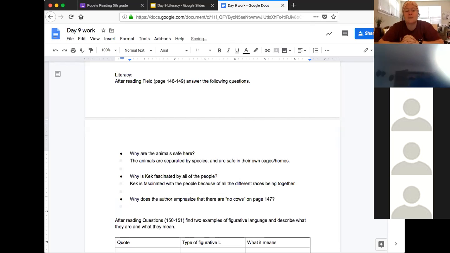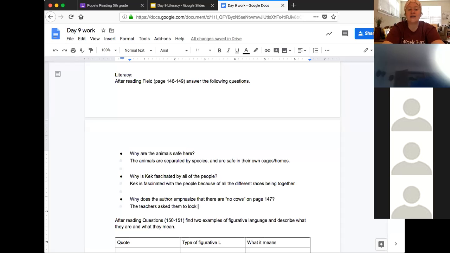Okay, last question. Why does the author emphasize that there are no cows on page 147? Because what did the teachers ask for them to look for? Animals from our homelands. Well, what animal does he know from his homeland? Cows. And there's absolutely no cows. So he's even struggling to make a connection with the animals because a lot of the animals don't look like what he's used to being around.